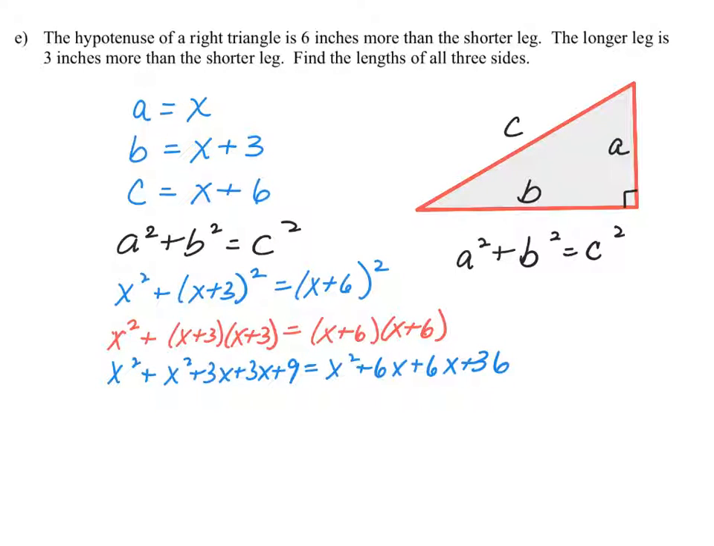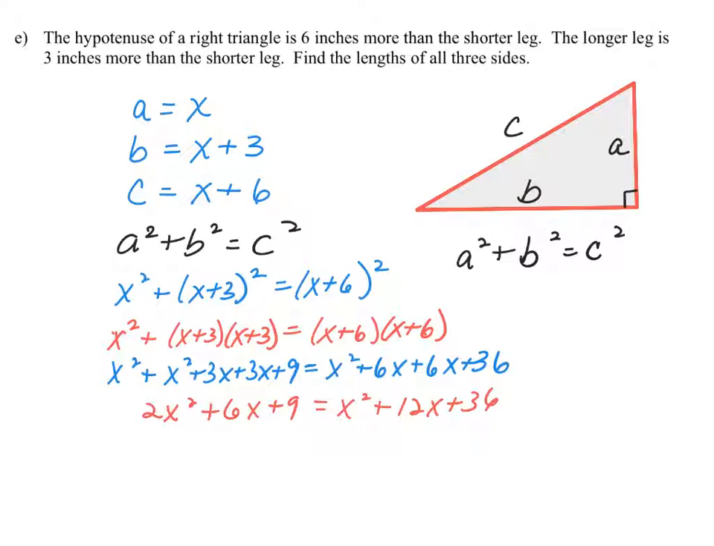And then by simplifying the left side and the right side, on the left side we get x squared and x squared, that's 2x squared, combining like terms, plus 6x plus 9. And on the right side, I get x squared plus 12x plus 36.